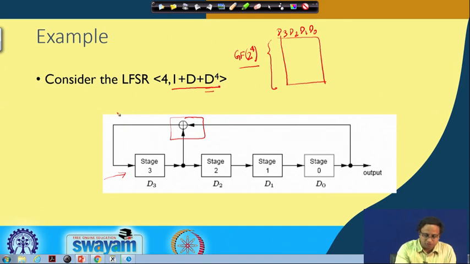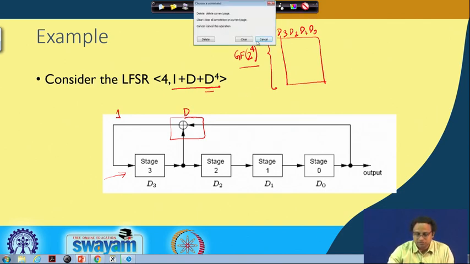That is because of this position. This position stands for 1, this position stands for D, and gradually so on. So depending upon the tap position, the degree of the polynomial will change. In this case we get 1 plus D to the power of 4, which tells me how the feedback circuit works.